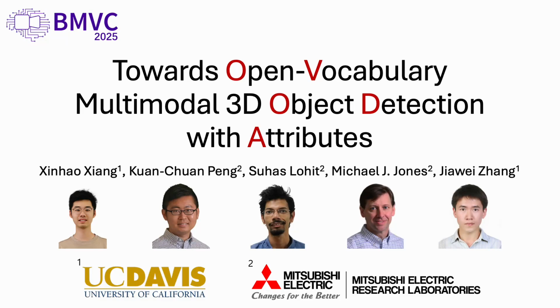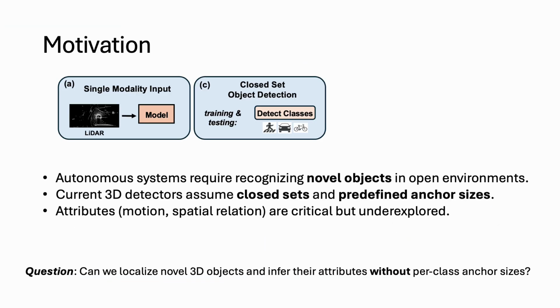Towards Open Vocabulary Multimodal 3D Object Detection with Attributes. 3D object detection is essential for autonomous systems. Current methods assume closed classes and rely on predefined anchor sizes. This makes it hard to detect unseen objects.